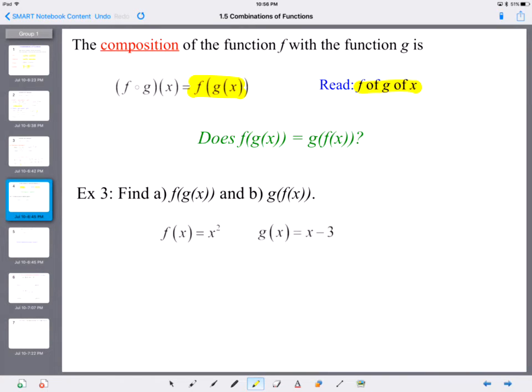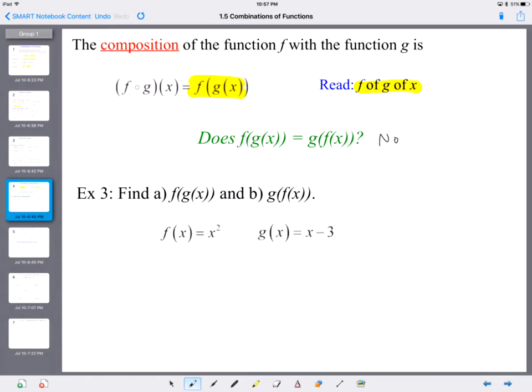Does f of g of x have to equal g of f of x? I could show you a lot of different examples that work, but I could also show you a lot of different examples that don't work. We'll talk about when does it work, or when should it work, and when shouldn't it work. And before we get into this, let me explain what a composition of functions is.